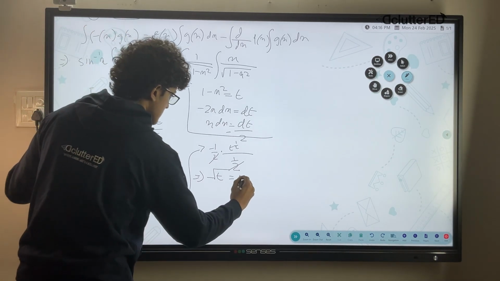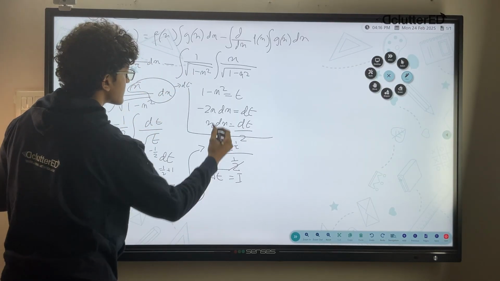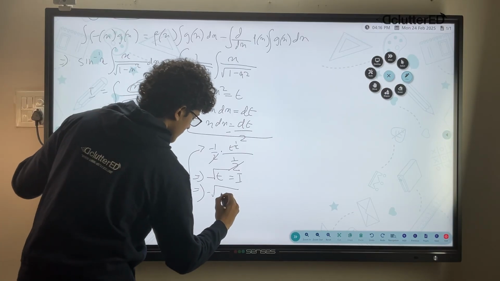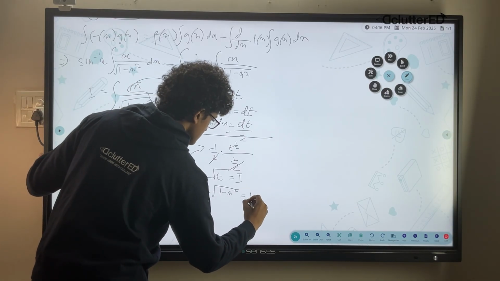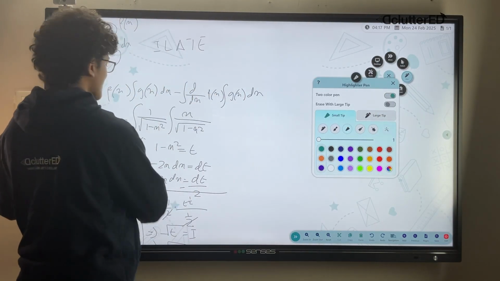So this is the value of I, right? Let's plug in our value of t, which we've taken as 1 minus x square. So it's going to be I equals negative root of 1 minus x square. Sir, could you help me with the rest of the expression?